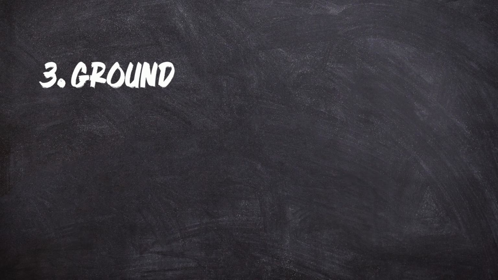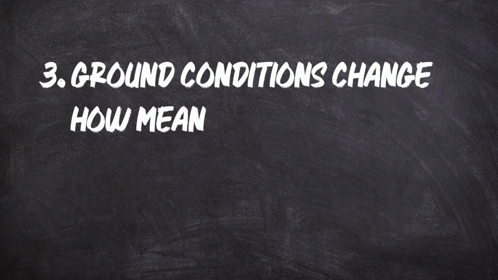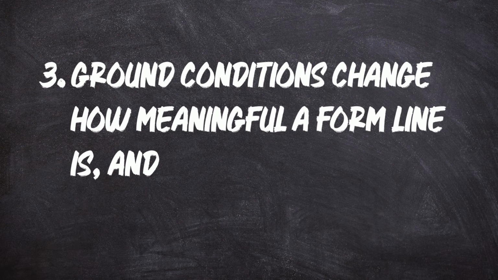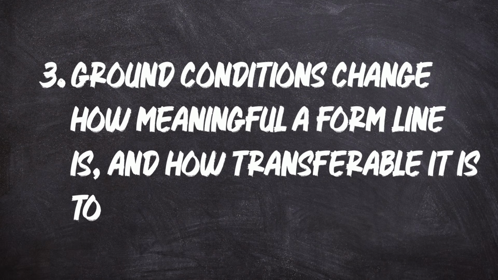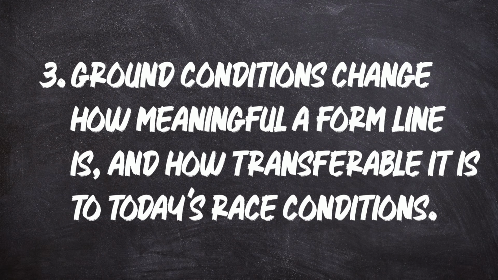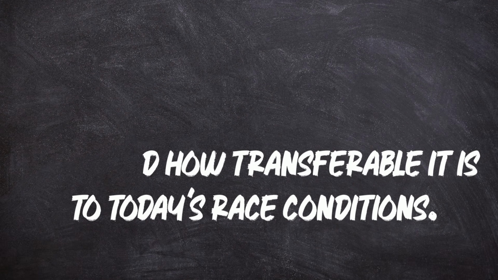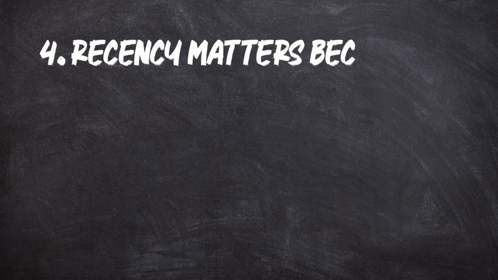3. The going the race was run on. You'll notice both races in our example were run on good to firm. That's not a coincidence the tool ignores. Ground conditions change how meaningful a form line is and how transferable it is to today's race conditions. A big form edge built entirely on soft ground tells you less about a horse's chance on quick ground today.